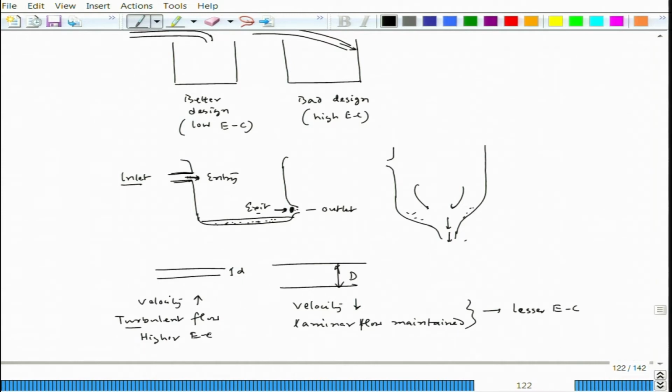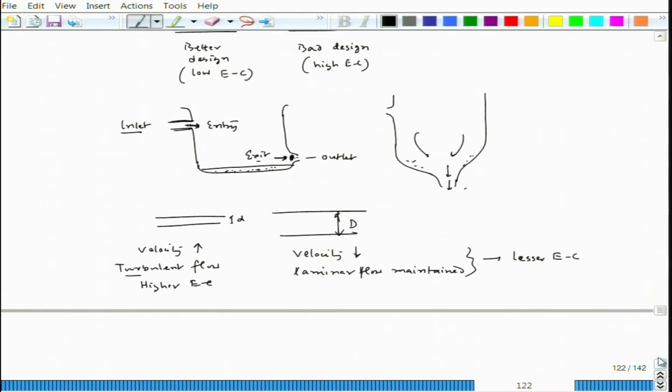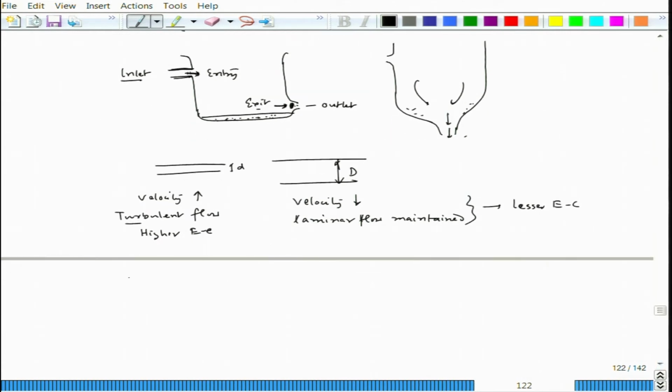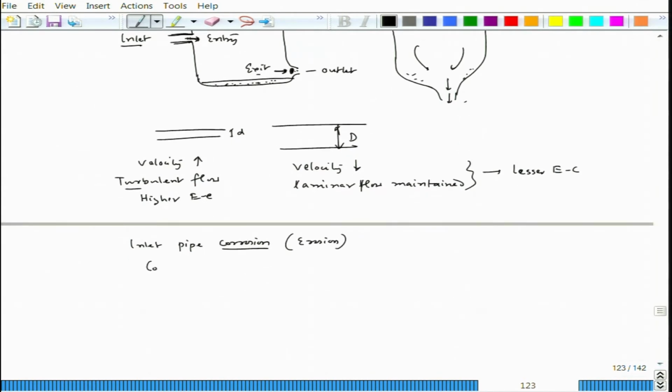So, these are the design factors, but I would like to consider one small incident, which we call inlet pipe corrosion. In fact, this corrosion involves erosion, fine. Now, that happens in the case of a condenser or heat exchanger.